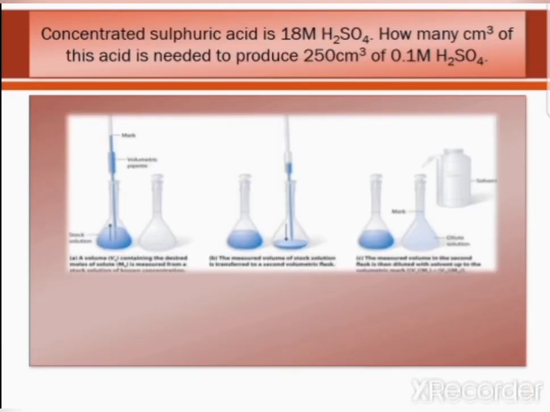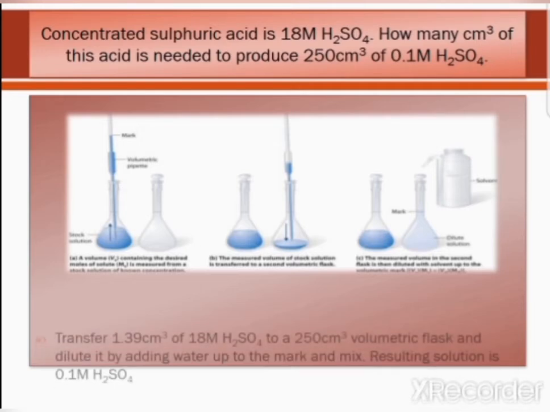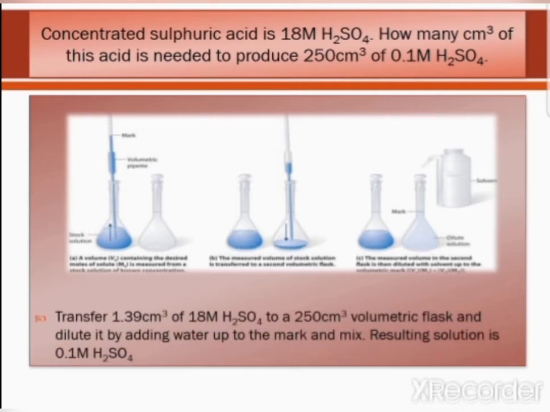Now, for the preparation of this solution, what we have to do is to transfer 1.39 cubic centimeter of 18 molar H2SO4 to a 250 cubic centimeter volumetric flask and dilute it by adding water up to the mark and mix. Resulting solution is 0.1 molar H2SO4.